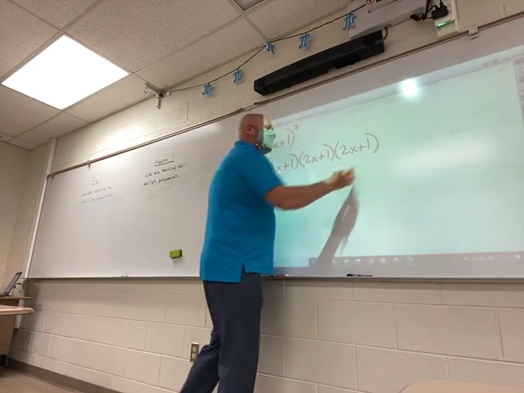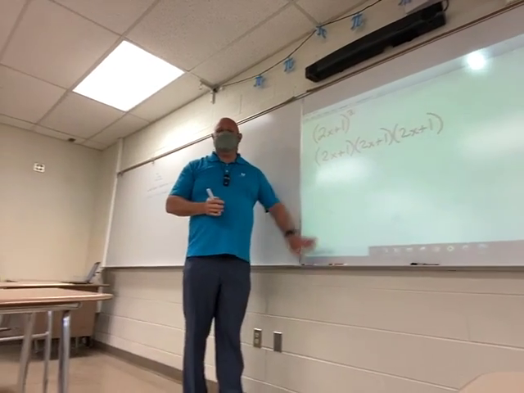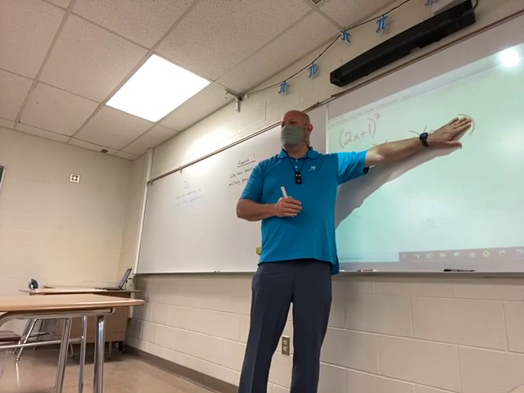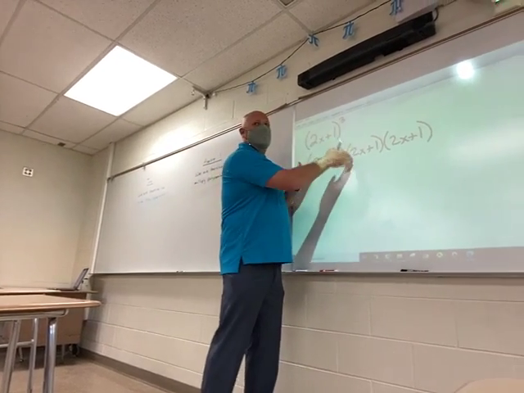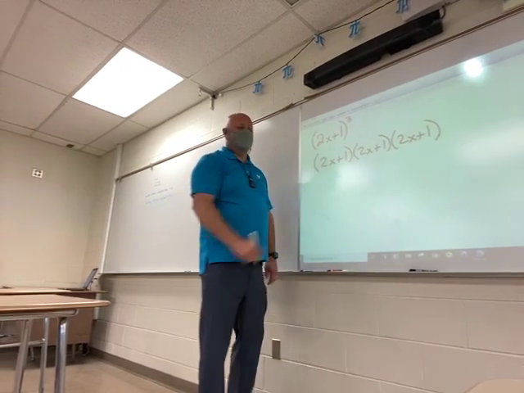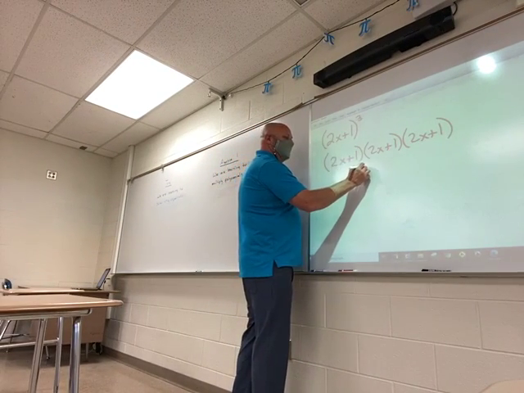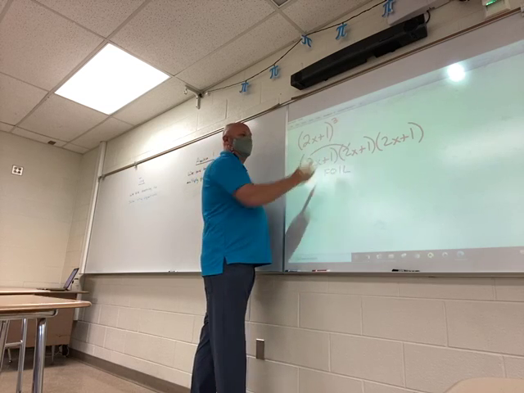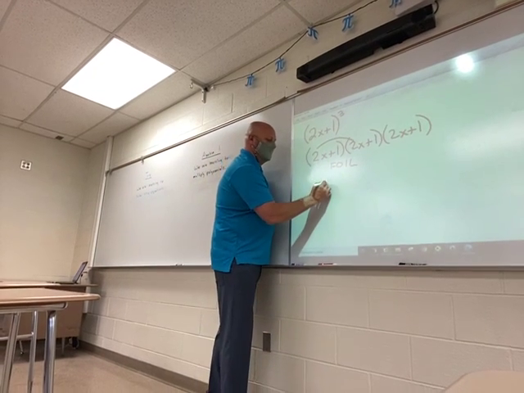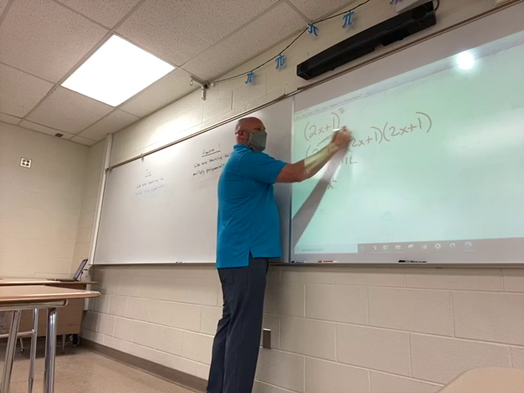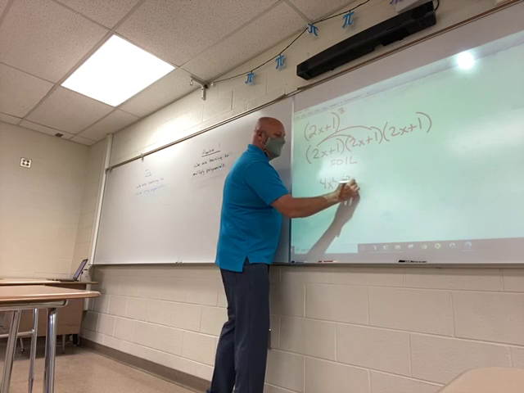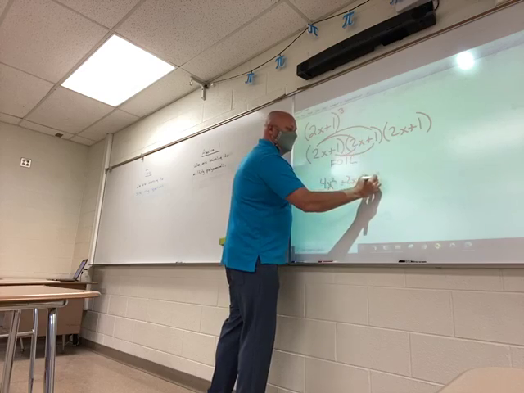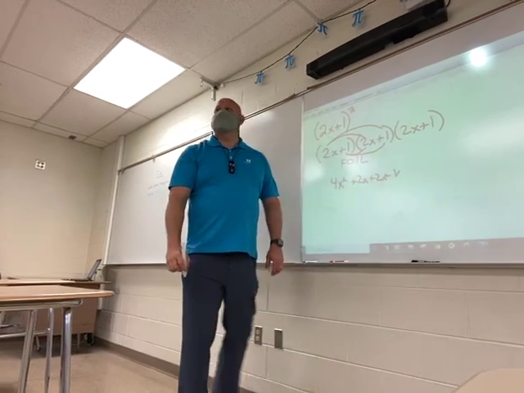Now, whenever you have something like this, here's what I recommend you do. Ignore one. Just multiply these two together, which means you're going to FOIL just two of them together. 2x times 2x is 4x squared. You'd have a 2x. You'd have another 2x. Did you? Yeah. Let me see it.